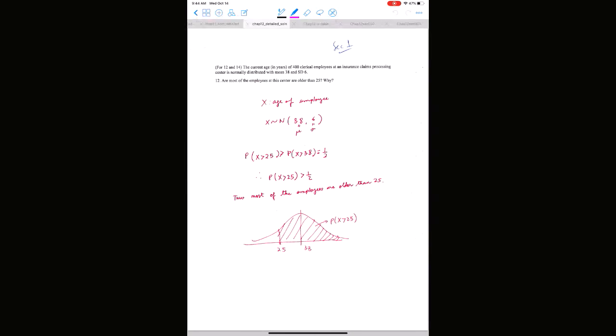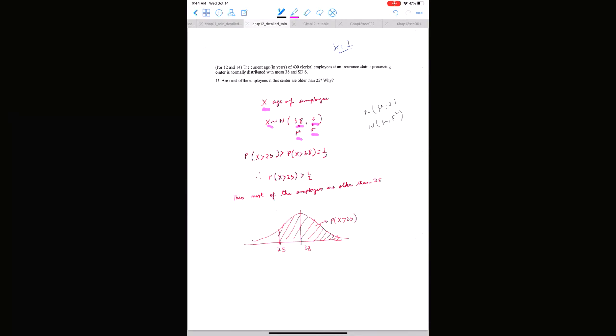Why? So my random variable here is X, which is the age of the employees. X follows Normal(38, 6). This is my mu, this is my sigma. I am stating mu, sigma. A common question that is asked is, do I have to write mu, sigma or mu, sigma squared? It does not matter. Both conventions are equally acceptable.